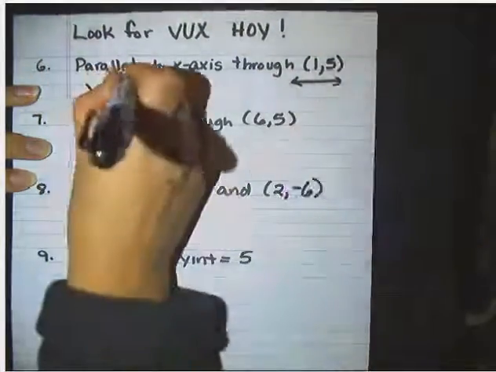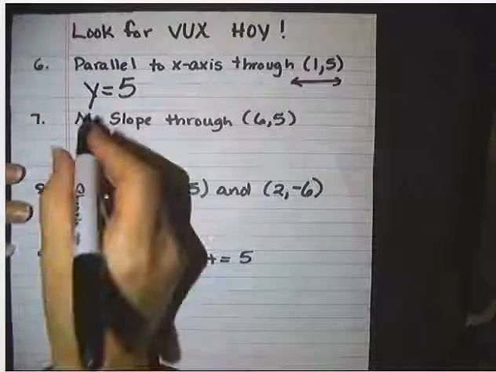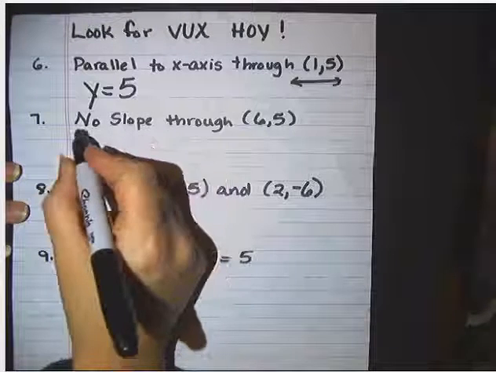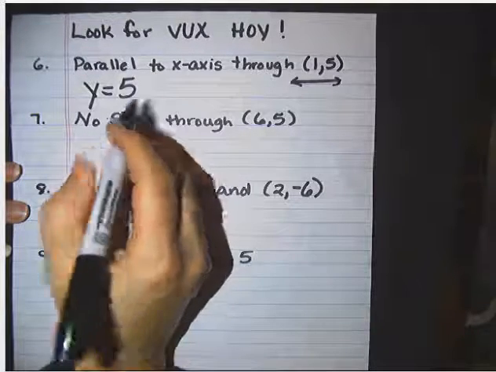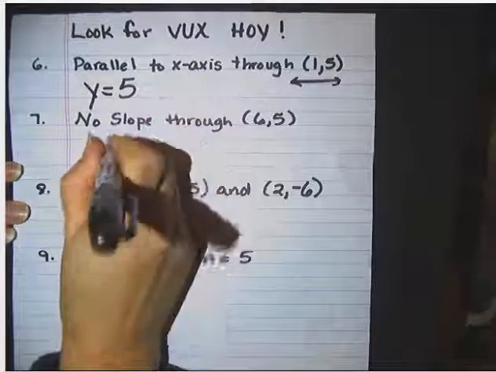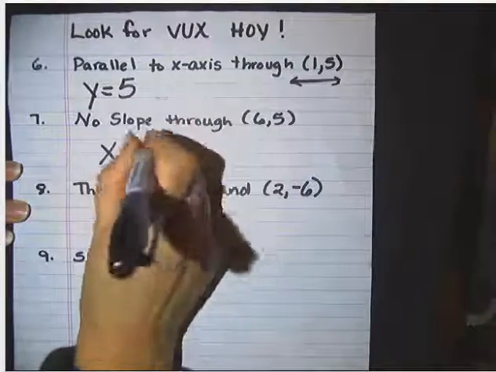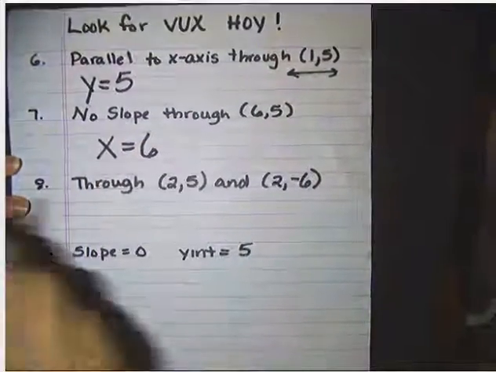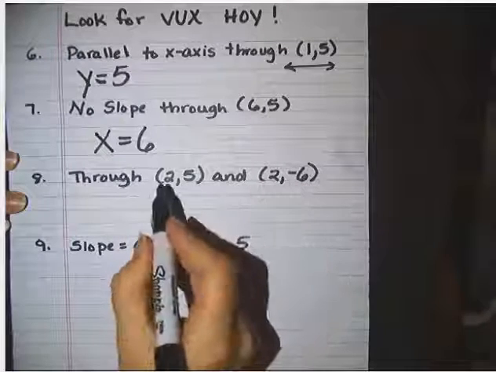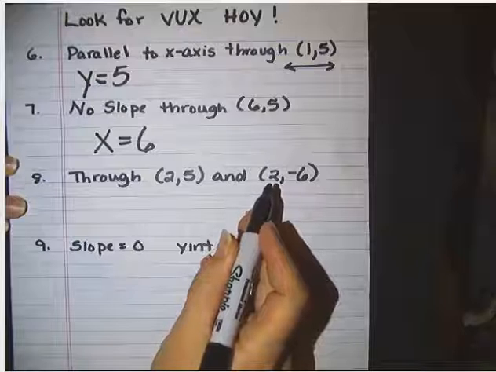No slope. Remember, no slope does not mean 0. 0 is a number. No slope means undefined. Undefined is a vertical line. X equals number. What is x going to equal? Well, if it passes through 6, 5, x better equal 6. Through the points 2, 5 and 2, 6. If it passes through 2 on both of these points, this is going to have to be another vertical line where x equals 2. But suppose you don't notice that.